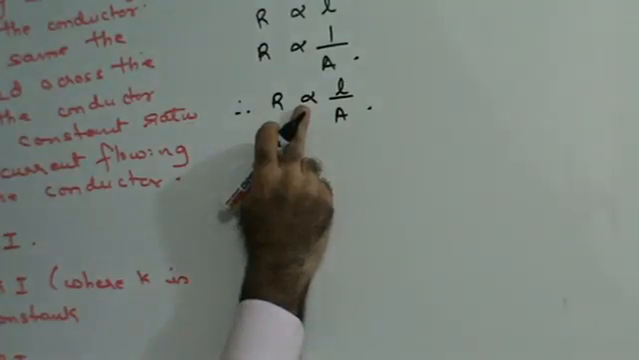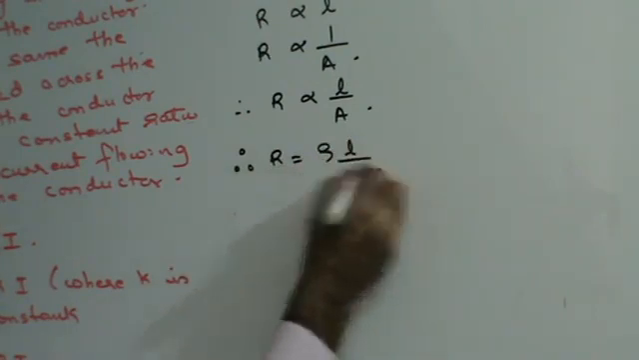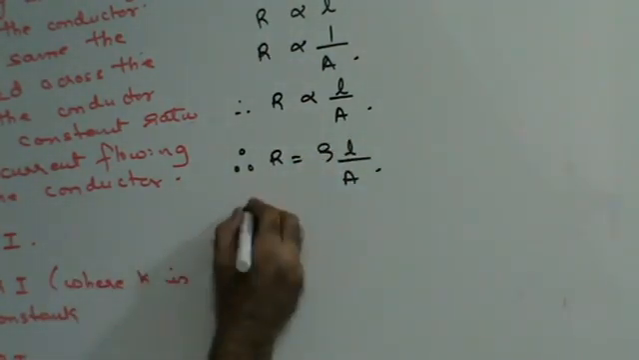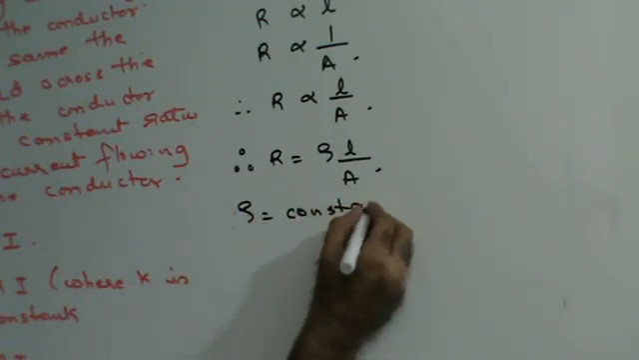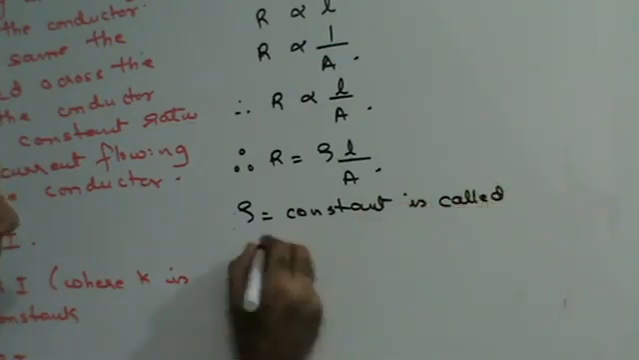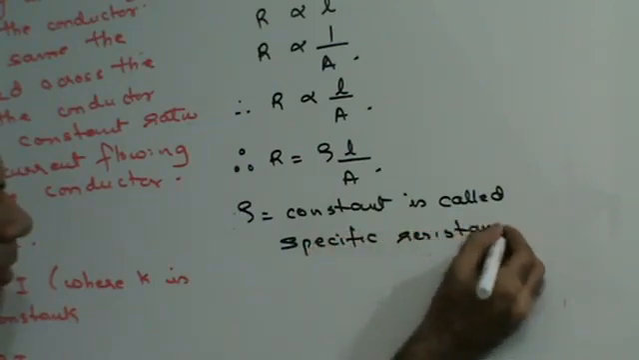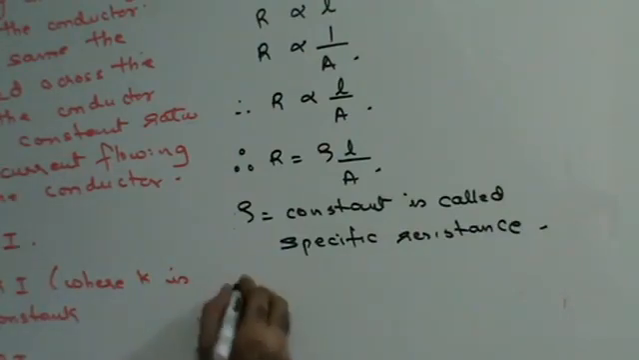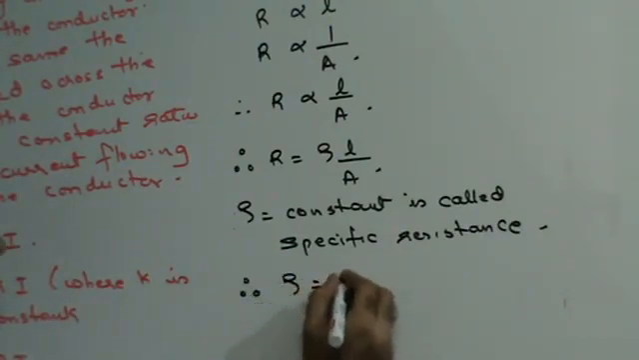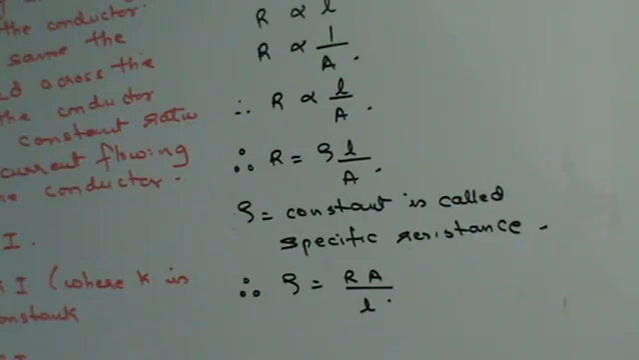To convert proportionality to equality, I have to multiply by a constant. Therefore, R is equal to rho L by A, where rho is the constant of proportionality and is called specific resistance. Rho is a constant called specific resistance. If I cross multiply, rho is equal to RA by L, resistance into cross-sectional area upon length.